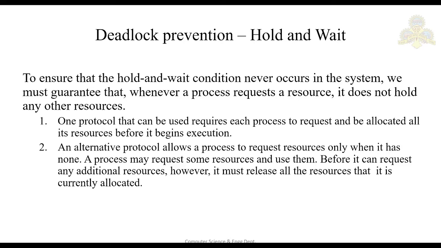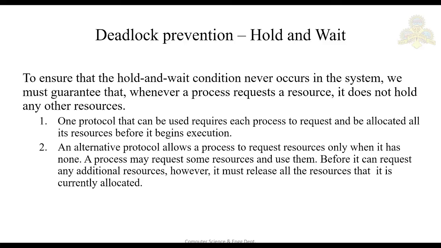Hold and wait is nothing but whenever a process is holding a resource and it is waiting for some other resource which is already held by another process. At that time your hold and wait condition occurs, right? So in the deadlock prevention method, we have to break this hold and wait. So how can we ensure this never occurs?